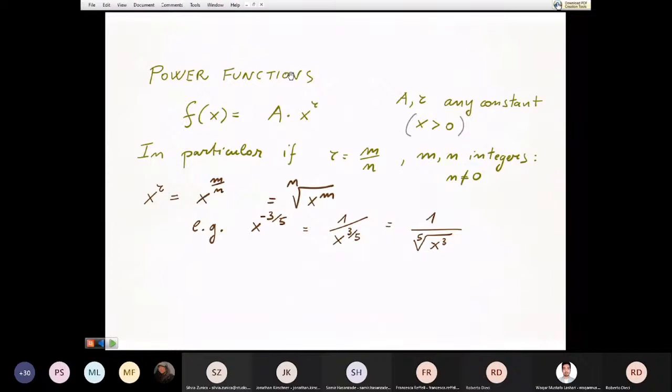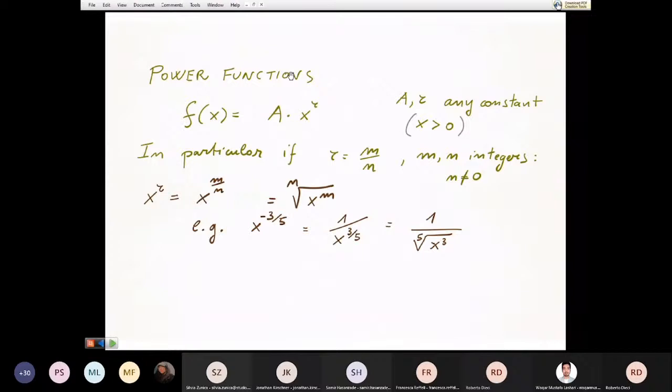If you want to have a general expression for this function that includes all the cases, you must impose that x is strictly positive. Because if x is strictly positive, this is well defined for any constant r, for any real exponent r. Okay? This is why we usually set x strictly positive. In some cases, of course, x can also be negative or 0.